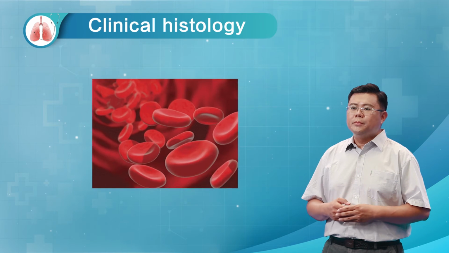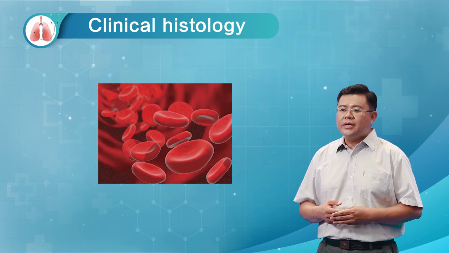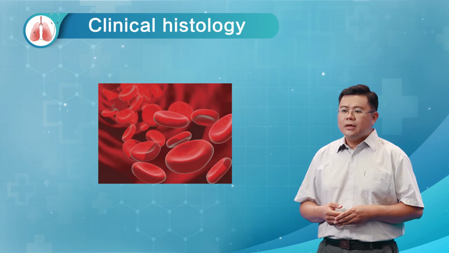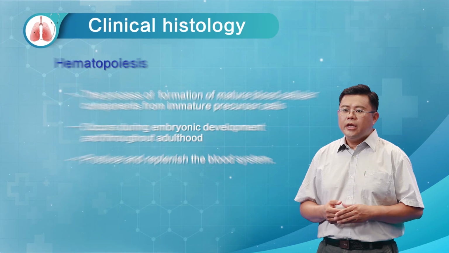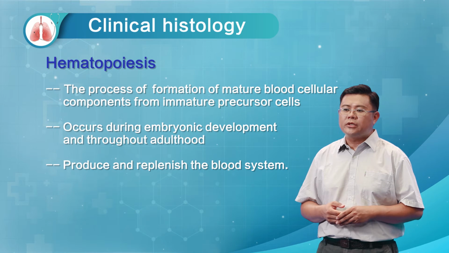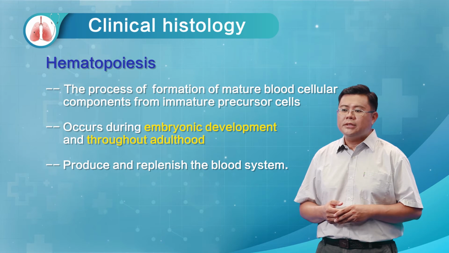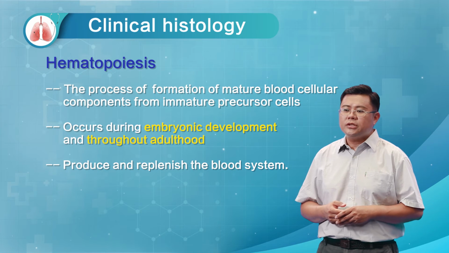Blood is one of the most regenerative and plastic tissues. Blood cells have a limited lifespan. Thus, these blood cells need to be renewed continuously. That is why hematopoiesis is so important. Hematopoiesis is the process of formation of mature blood cellular components from immature precursor cells, which occurs during embryonic development and throughout adulthood to produce and replenish the blood system.